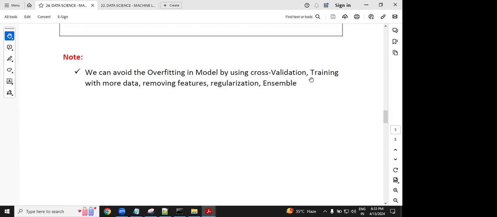Next one is regularization. Next is the ensemble techniques also. We have stacking, ensemble, boosting. These three types of techniques are called ensemble.